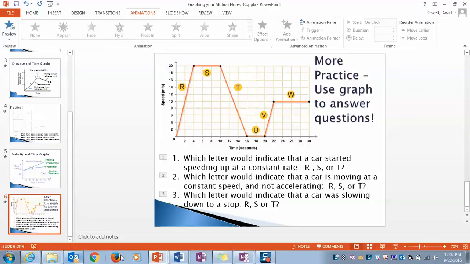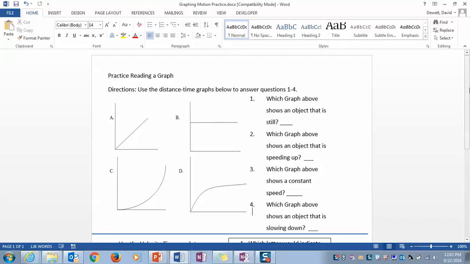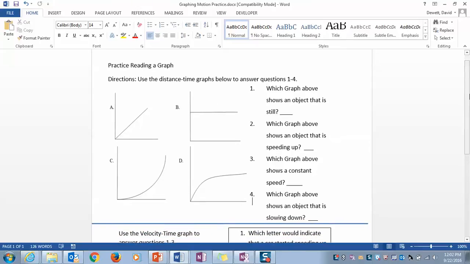So let's quickly check your answers. I want to make sure that you have the right answers on your practice. So if you're looking at your practice reading a graph, let's check your work. So number 1 up here, which graph above shows an object that is still? So it's still, it's not moving. The correct answer would be B. Notice that this is a distance time graph, and so the distance has not changed. So obviously this object is just sitting still as time passes.